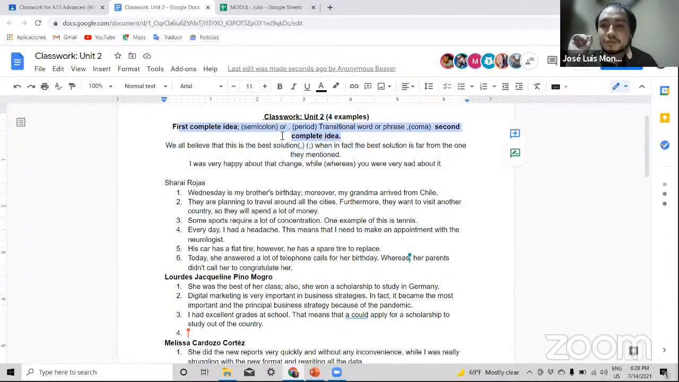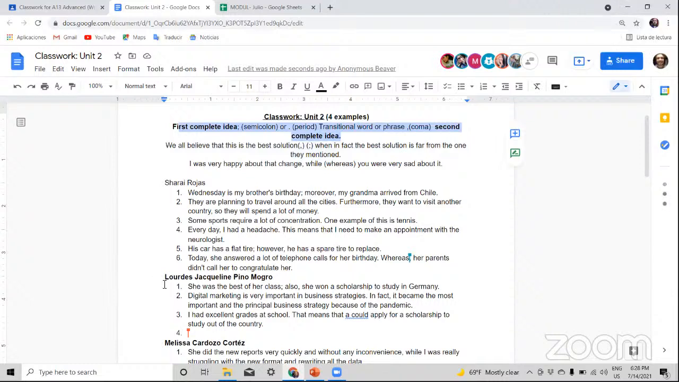Shadai, please read your examples. Okay, his car has a flat tire. However, he has a spare tire to replace. The next one is: today she answered a lot of telephone calls for her birthday, whereas her parents didn't call her to congratulate her.